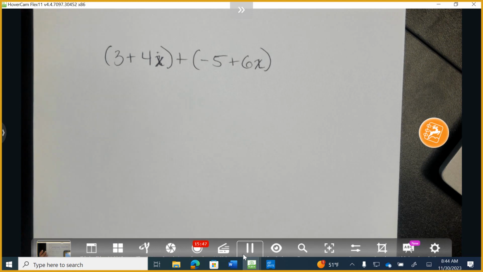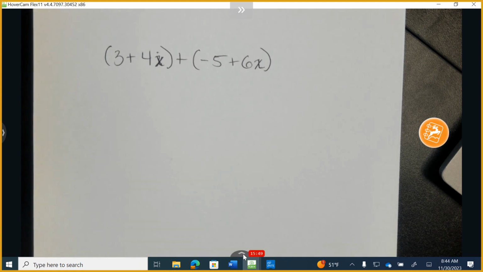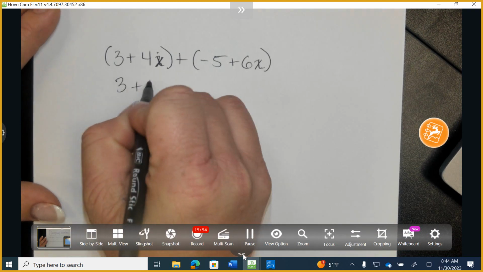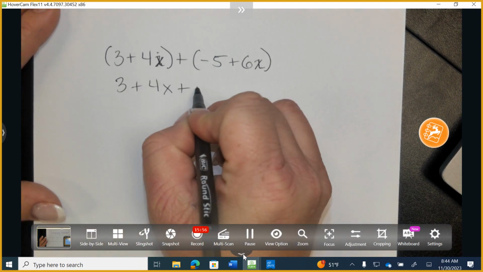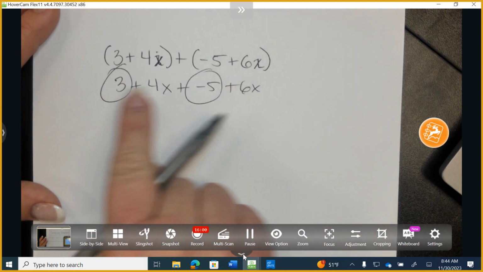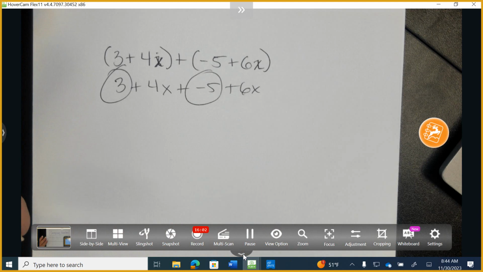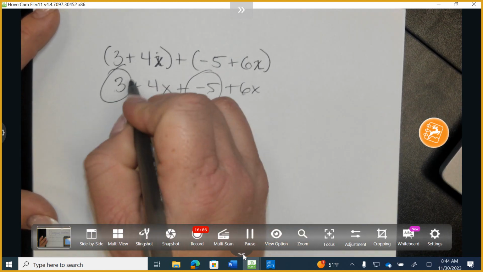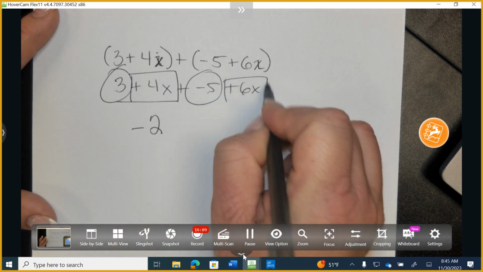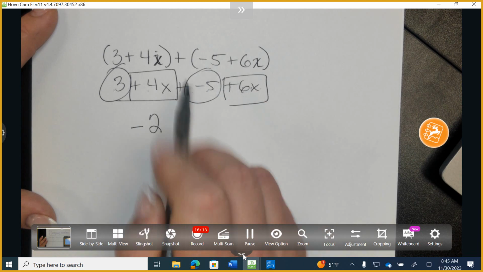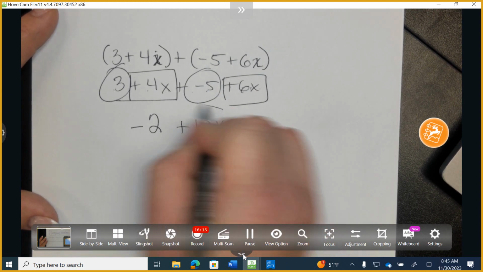If I gave you this problem as an 8th or 9th grader and said, can you go ahead and simplify, you would think 3 plus 4x plus negative 5 plus 6x. Then you would circle: okay, there are different signs, so you subtract, or you pull out your calculator if you needed to. Different signs, subtract, keep the sign of the larger number. Then you'd recognize these are like terms, 4x is positive, 6x is positive, so the same sign, add, keep the sign of the larger number, and you'd be done.